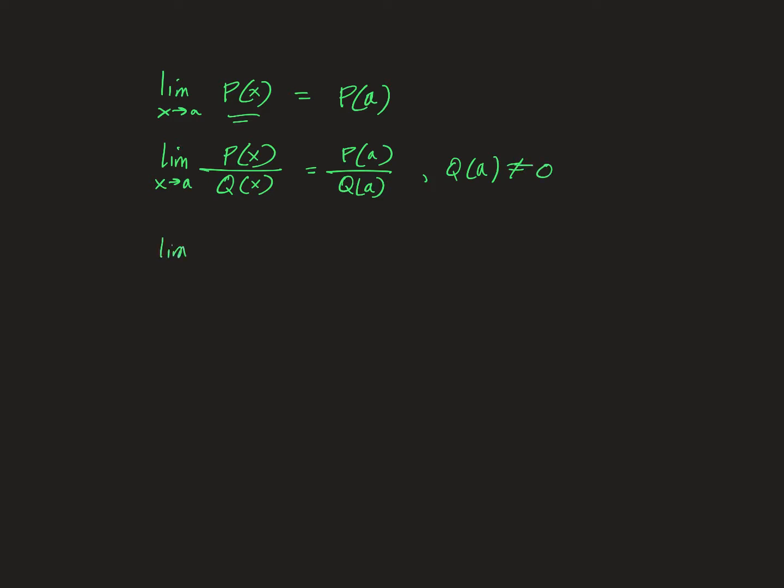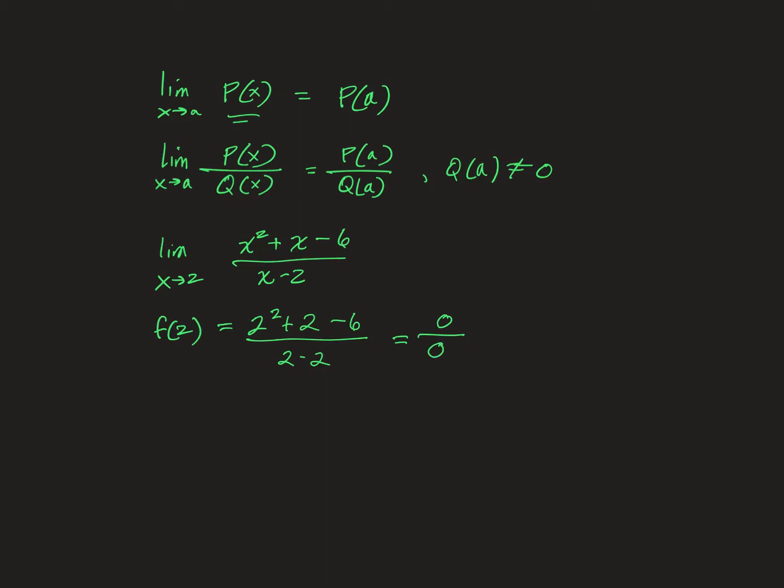So let's look at an example here. Let's take the limit as x approaches 2 of x squared plus x minus 6 all over x minus 2. So let's go ahead and try direct substitution here. If I took f of 2, I would have 2 squared plus 2 minus 6 all over 2 minus 2, which would give me 4 plus 2 is 6 minus 6 is 0 over 0.